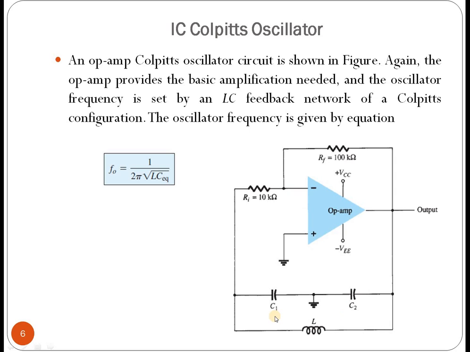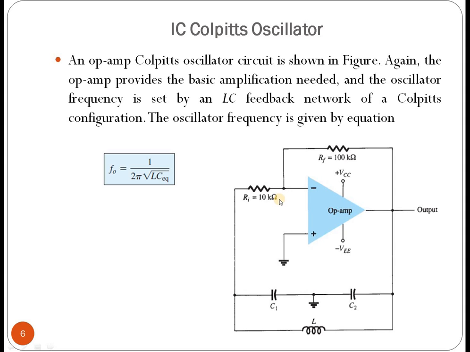These three are the reactance elements, and the resistors are for basic amplification. If we want to run the op-amp, we need to give some feedback path. That is RF, and also the input resistance RI. That is for basic amplification, and the rest of the feedback network is the LC combination of inductor and capacitor.